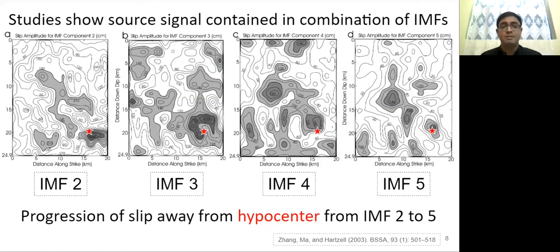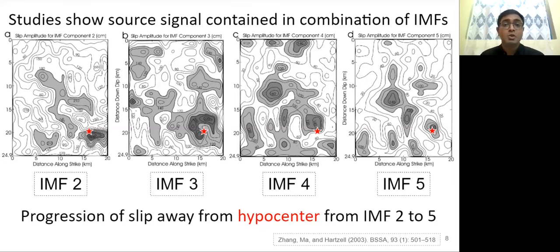As I said at the outset of this talk, our main interest was in the source signal, possibly contained in one or more of these IMFs. In their 2003 study, Zhang and others employed EMD in tandem with finite fault inversion of strong motion data from the 1994 Northridge, California earthquake.